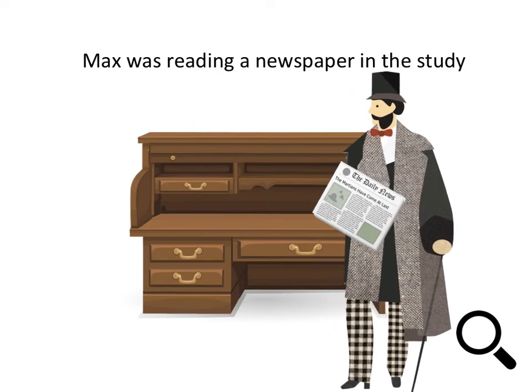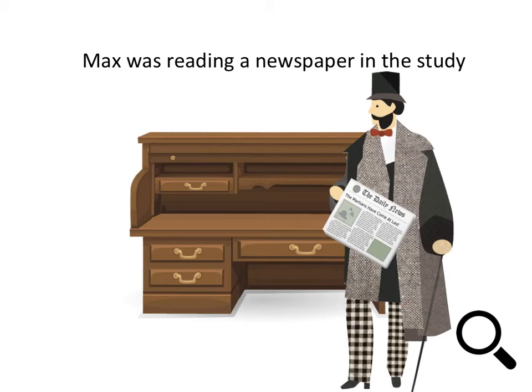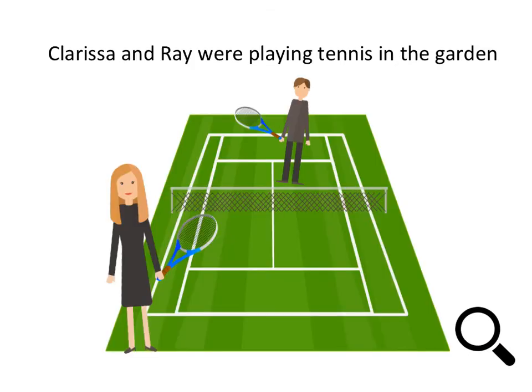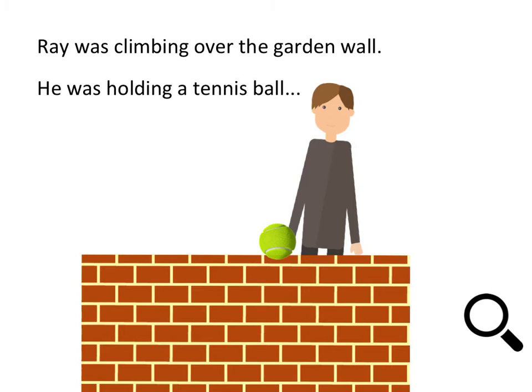Max was reading his newspaper in the study. Clarissa and Ray were playing tennis in the garden. At 4:30, Ray was climbing over the garden wall. He was holding a tennis ball. Why was he climbing over the garden wall, I wonder?